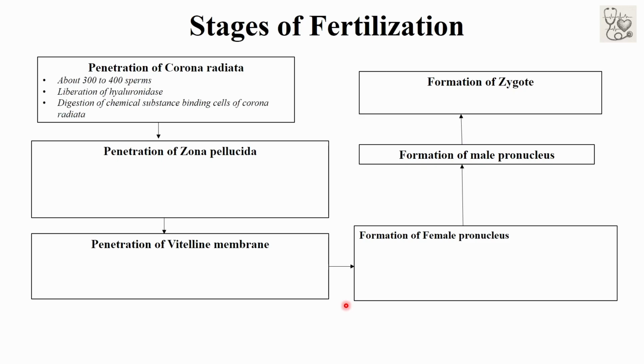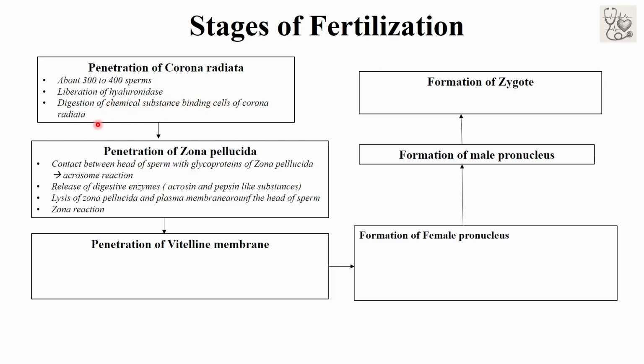So what happens in the penetration of the corona radiata? About 300 to 400 sperm penetrate the corona radiata. There is liberation of the hyaluronidase enzyme, which causes digestion of the chemical substance binding the cells of the corona radiata. Now what happens in the penetration of the zona pellucida?